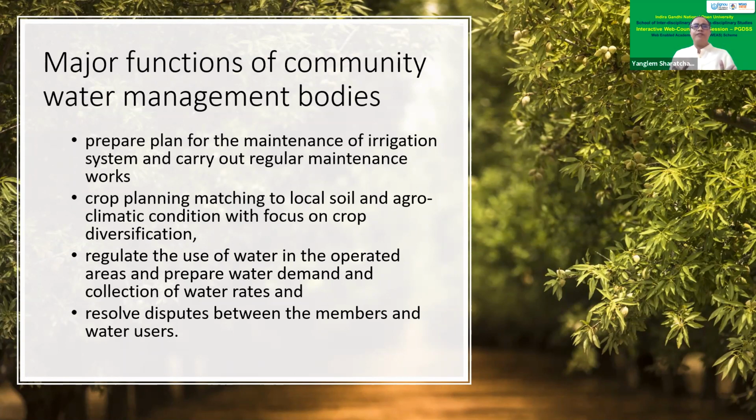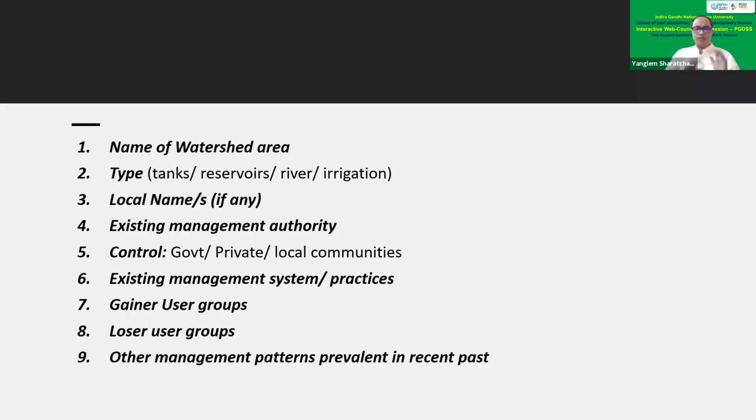So we need a structured community water management body that prepares a proper plan for the maintenance of irrigation systems and carries out regular maintenance work, right? When we are planning the maintenance of irrigation, we also have to take care of the life cycle of the crops you are going to grow, or the cropping pattern there. These are some of the major functions of community water management.